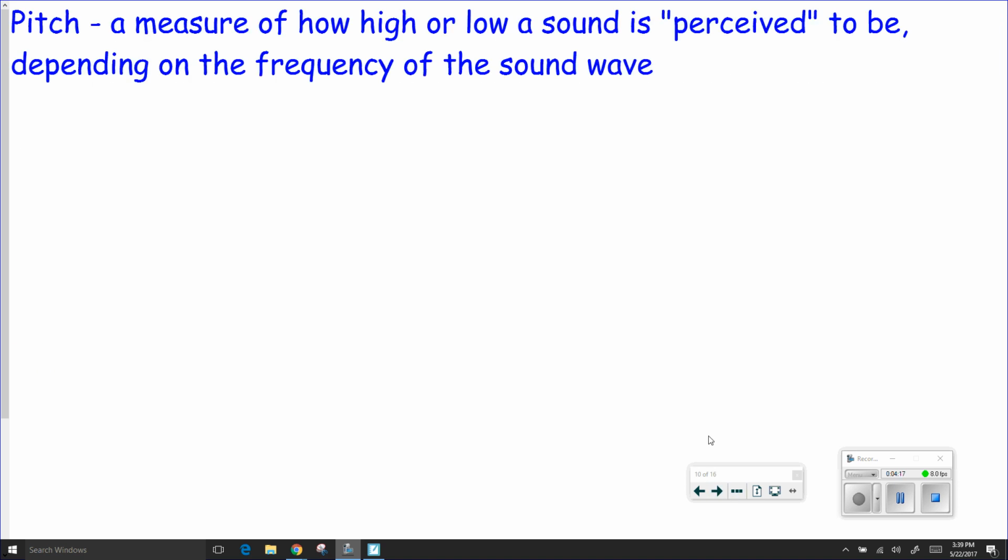So next definition of pitch. Pitch is a measure of how high or how low a sound is perceived to be. So you can have a longitudinal wave created from a source, but how you interpret that wave is the wave's pitch. Different longitudinal waves have different frequencies, and you interpret that frequency as the pitch of the sound created by that sound source.